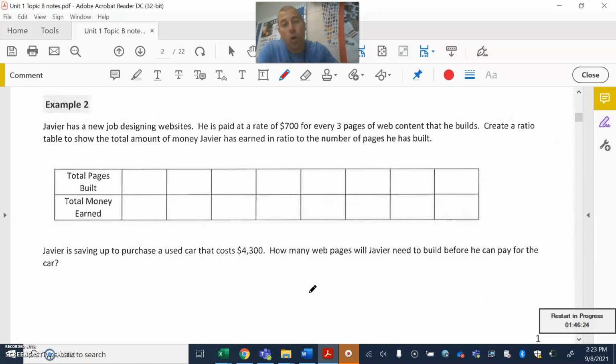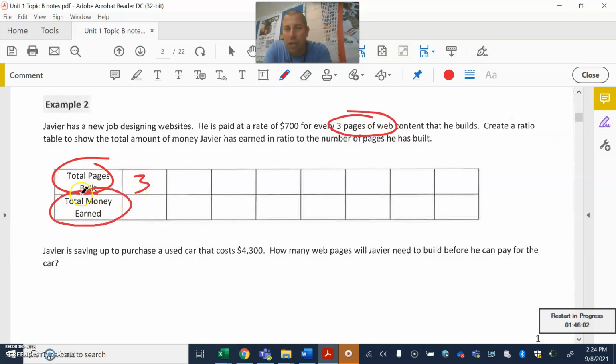Our tables sometimes go horizontal. So left to right. We got Javier here. He's got a new job designing websites. He's paid at a rate of $700 for every 3 pages of web content that he builds. Create a ratio table. All right, fine. Got to keep the information lined up. Total pages built. Well, 3 pages. So there we go. Total money earned, $700. And there we are. So to fill in your table, again, I could keep multiplying by a 2, multiplying by a 3, multiplying both by a 4. It's probably easier to do the repeat addition.